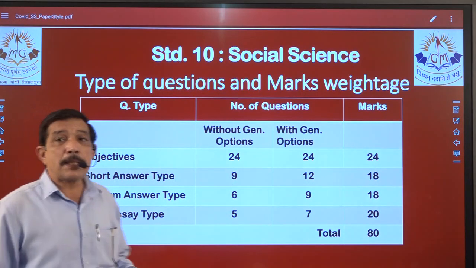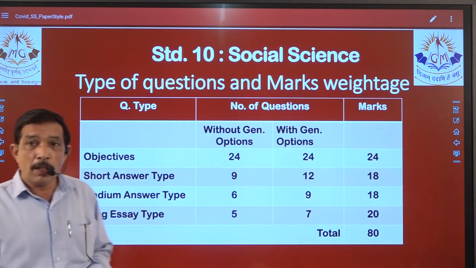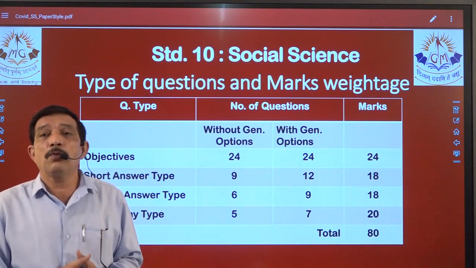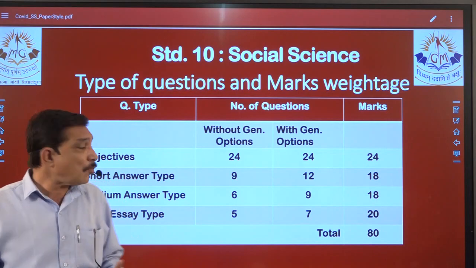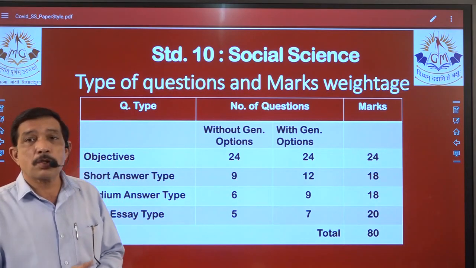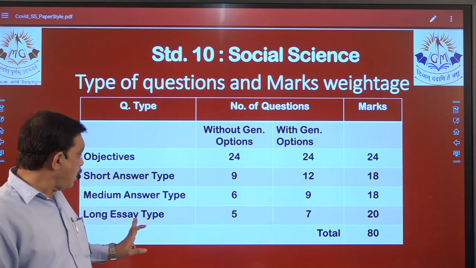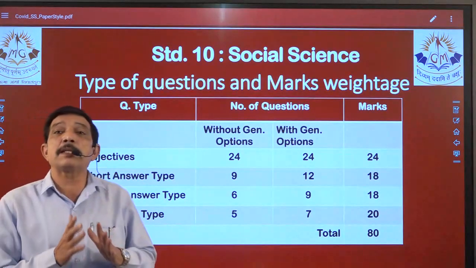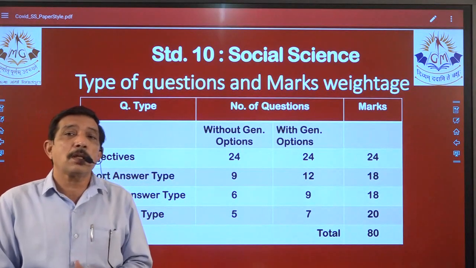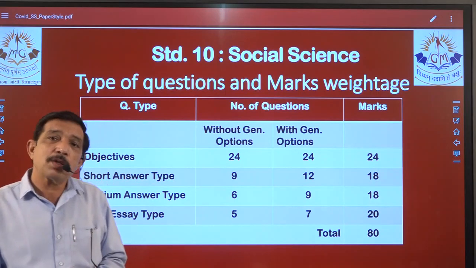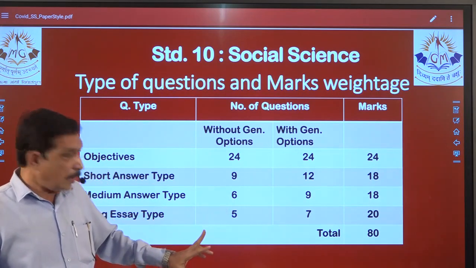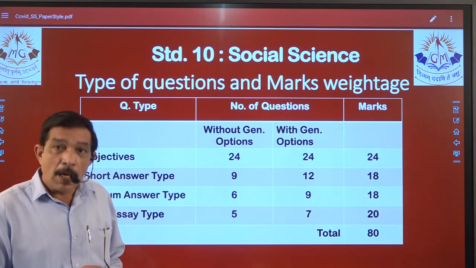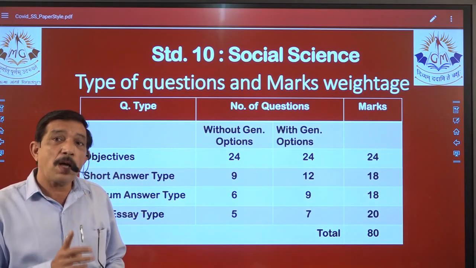Now we come to long essay type. A 4 mark question is quite long and should contain at least 14 to 15 points. Here also a broader choice is given. Total marks given for long essay type are 20, but we have to remember that in section D, 4 questions are compulsory, and each is of 4 marks, so 4 4s are 16 marks. Without general options you have 4 questions of 4 marks each, plus a 5th question of 4 marks.